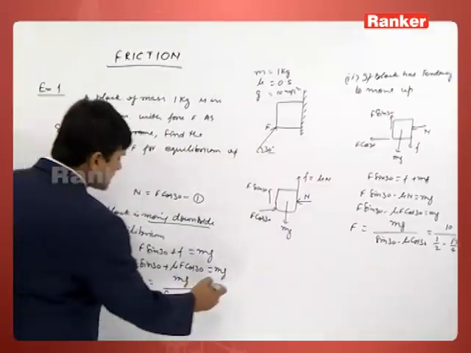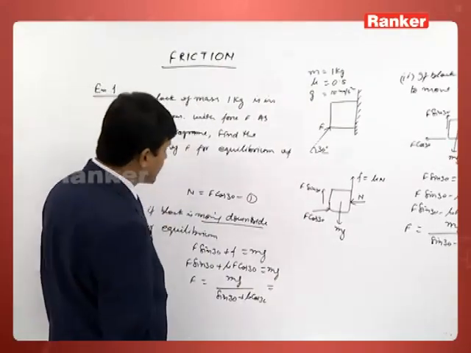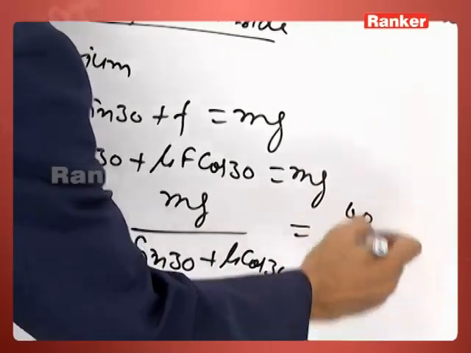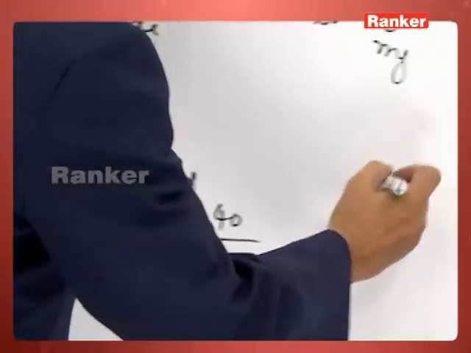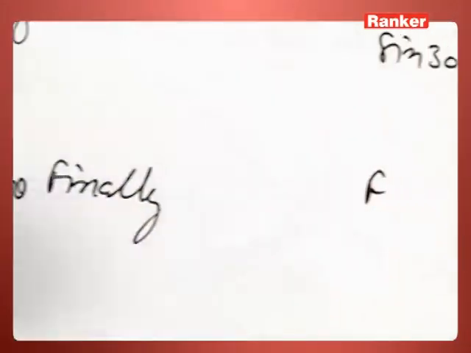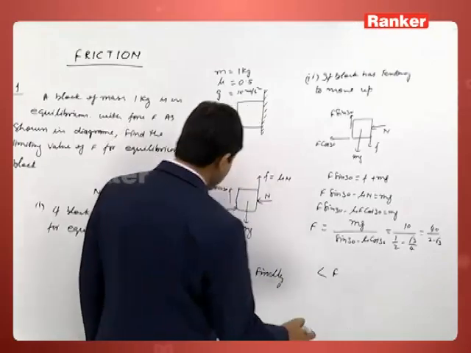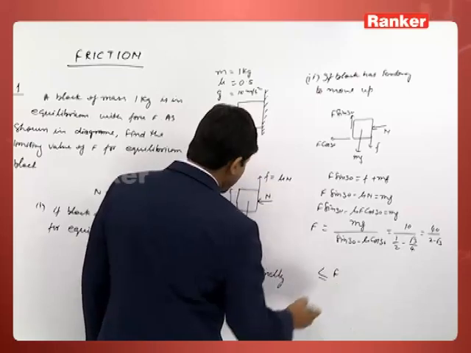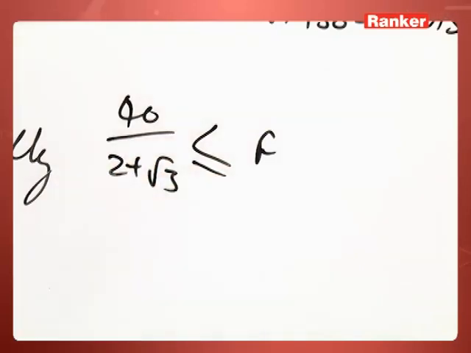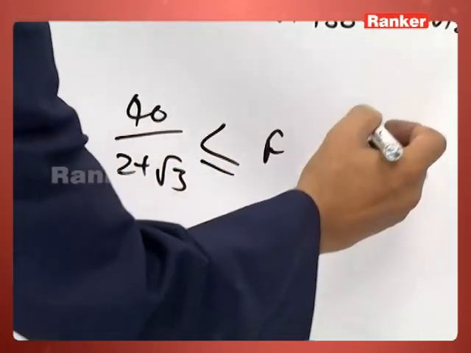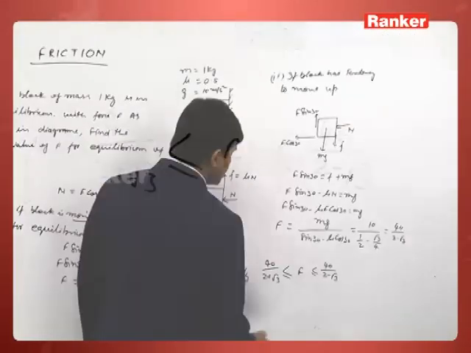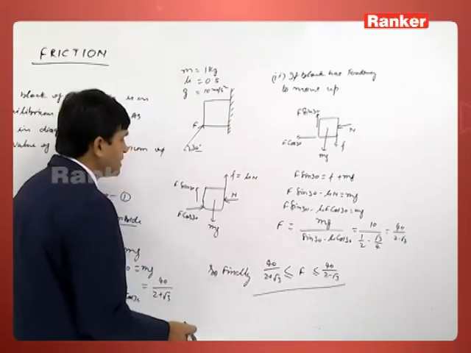Similarly, if we are simplifying this, then we will get 40 by 2 plus root 3. So finally we can say F must be greater than or equal to 40 by 2 plus root 3, and it must be less than or equal to 40 by 2 minus root 3. Then the system will be in equilibrium.